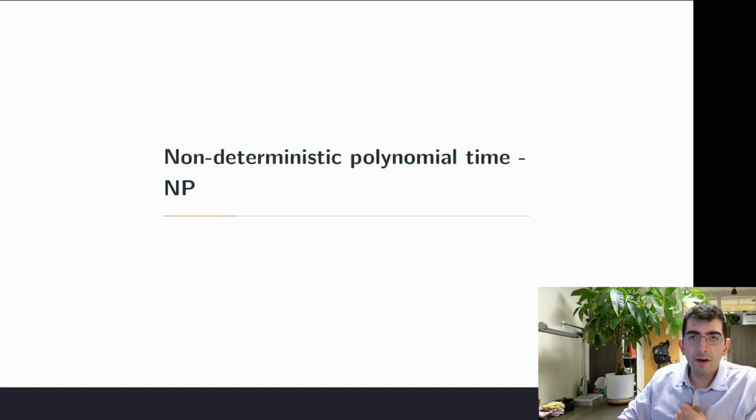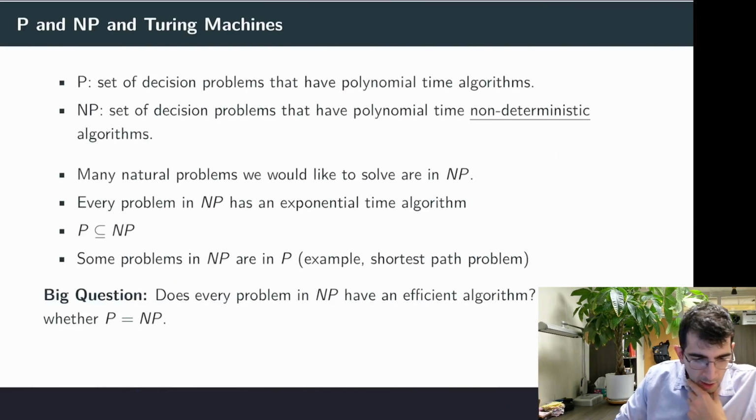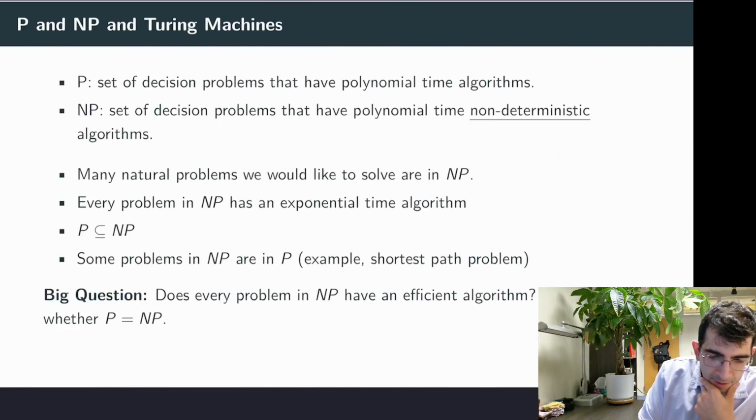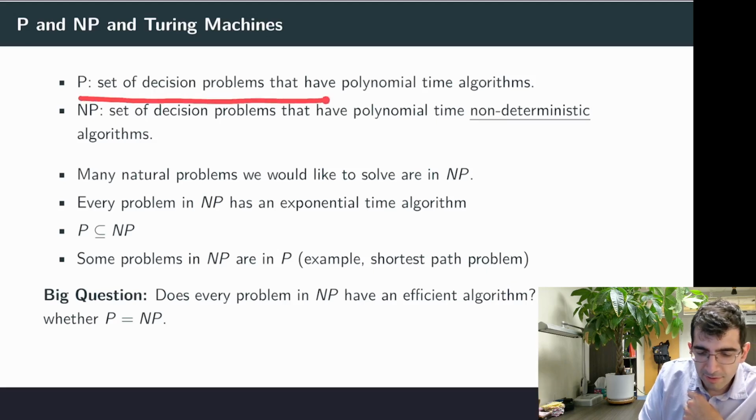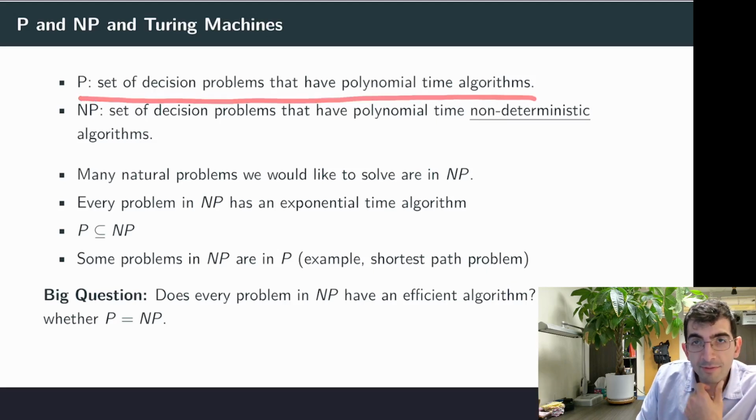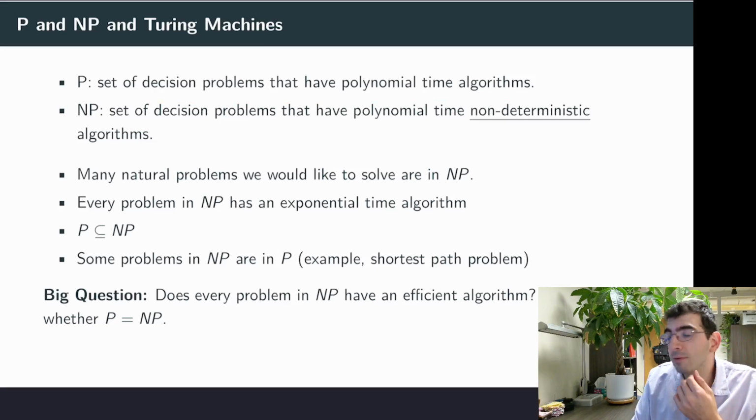Okay, so let's talk about non-deterministic polynomial time a bit more. So we have P and NP. We have Turing machines. Okay, so P is the set of decision problems that have polynomial time algorithms. So that's pretty much most of the problems that we discussed in the second part of the course.